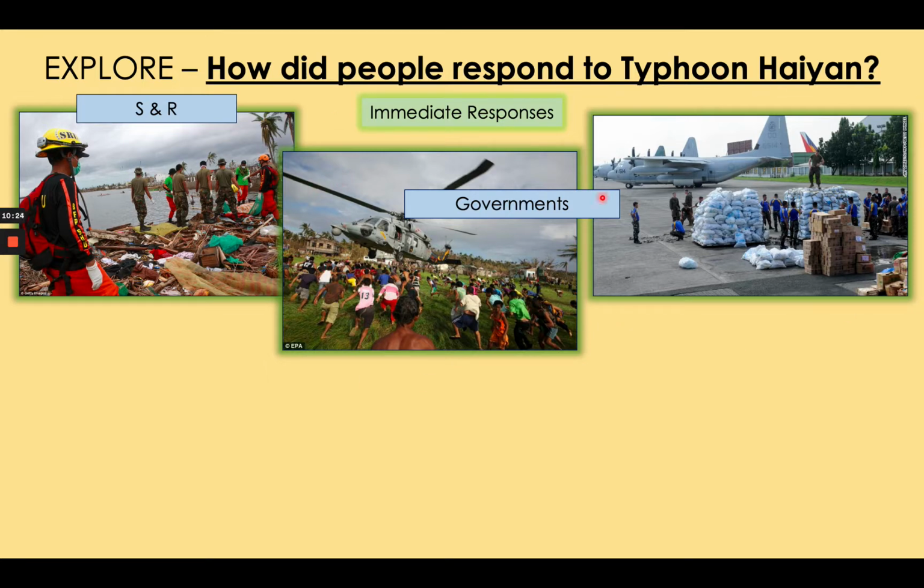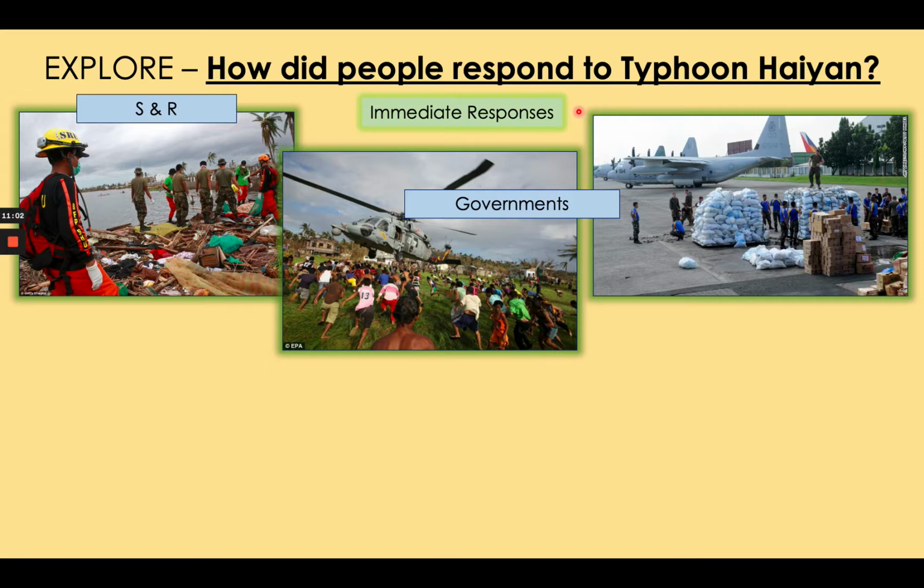Not only that, HIC governments from around the world, such as this from the United Nations, which is a group of all the countries in the world that helps to solve the world's problems, such as death after a tropical storm, sent military planes filled with food and supplies. This is a picture of an American series of planes in Tacloban. These HIC governments helped to fill in the gaps where the Philippines government was unable to supply relief to people.